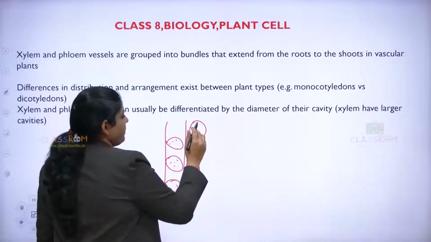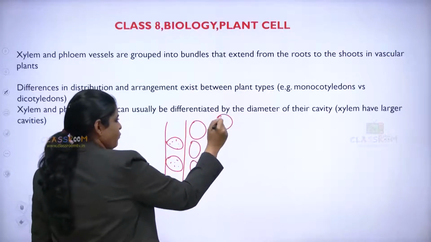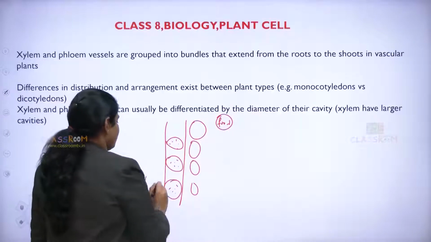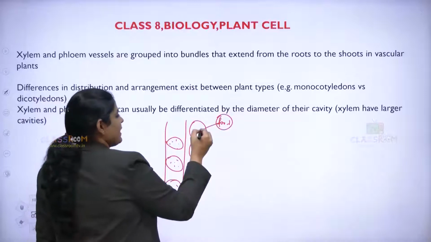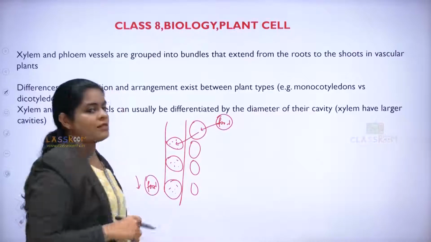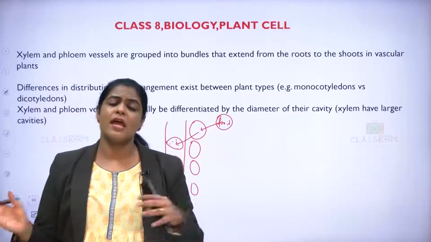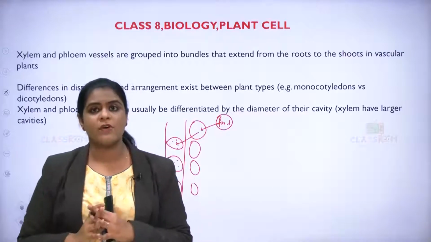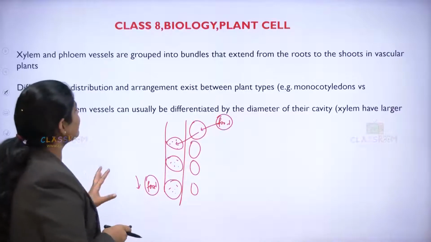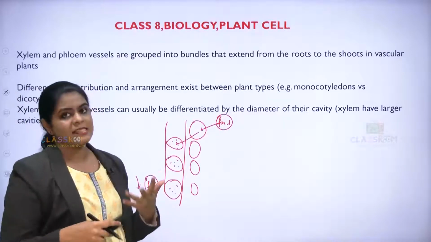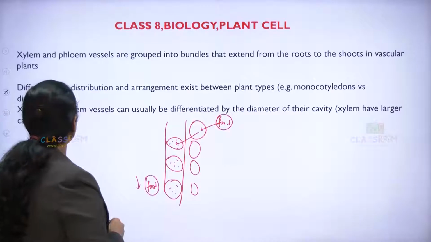Alright. So, companion cells, if suppose here the food is there, it needs to be transported to here where the food is less. That happens only through the companion cells. So, they play a major role in loading and unloading of substances. Alright. So, xylem and phloem vessels are grouped into bundles that exist from root to shoot in the vascular plants.